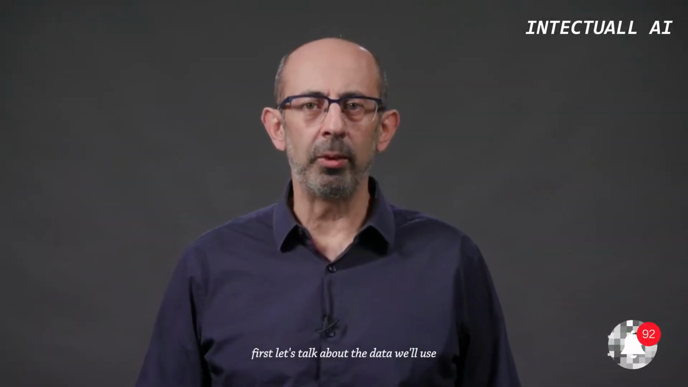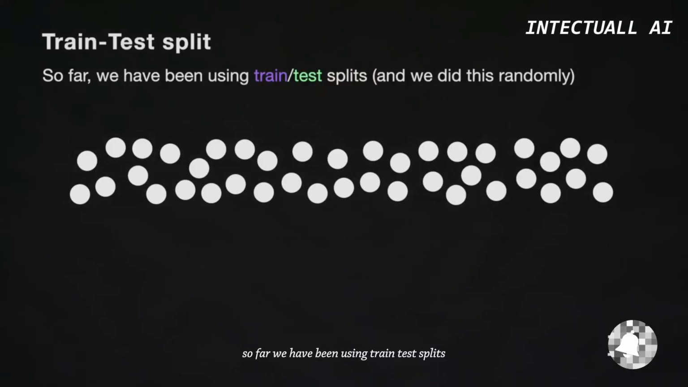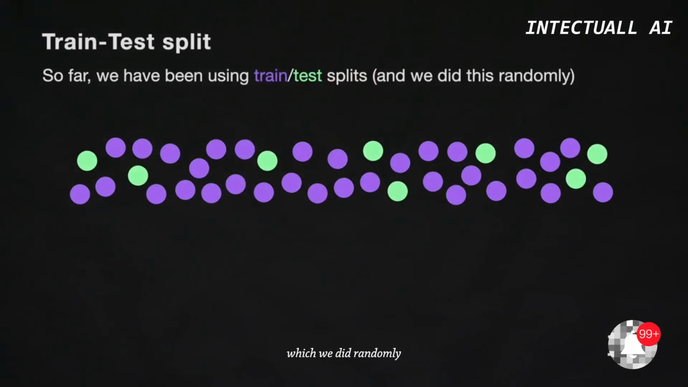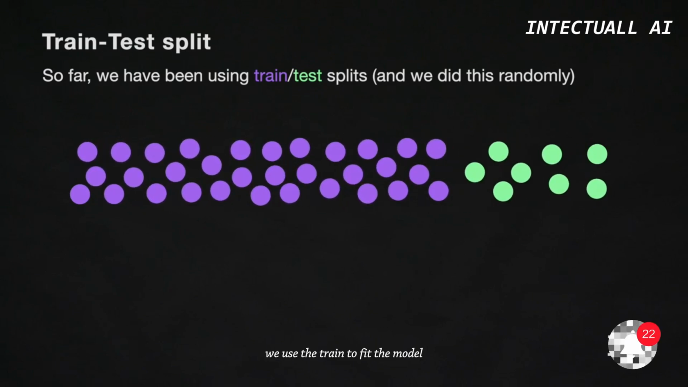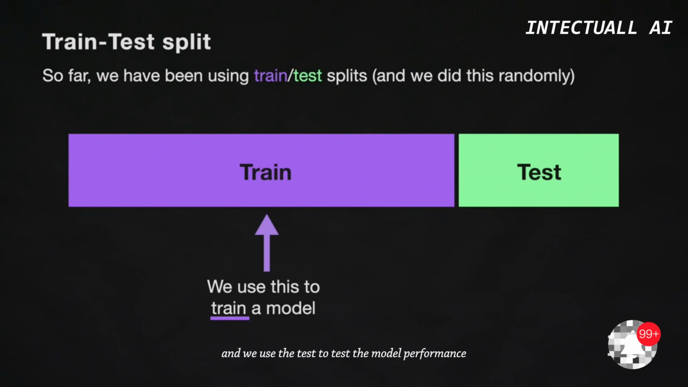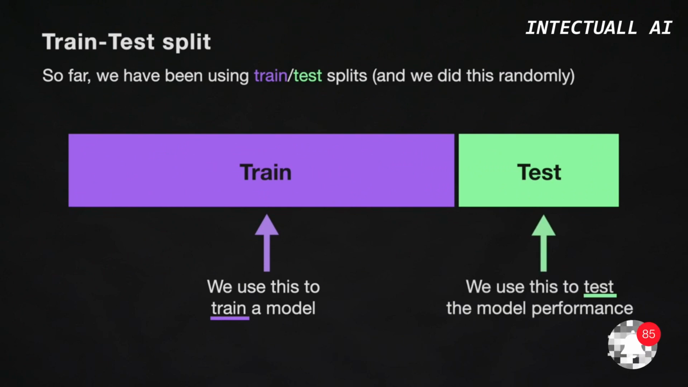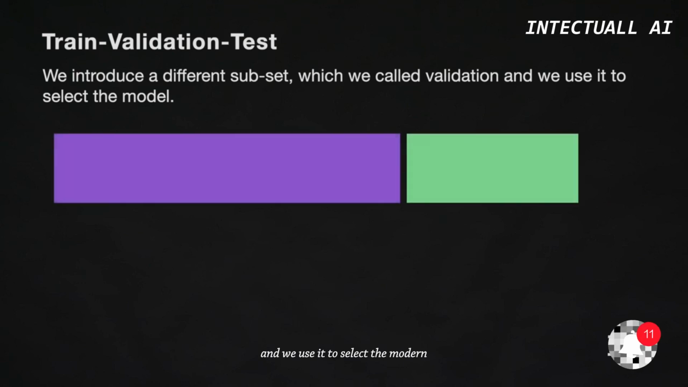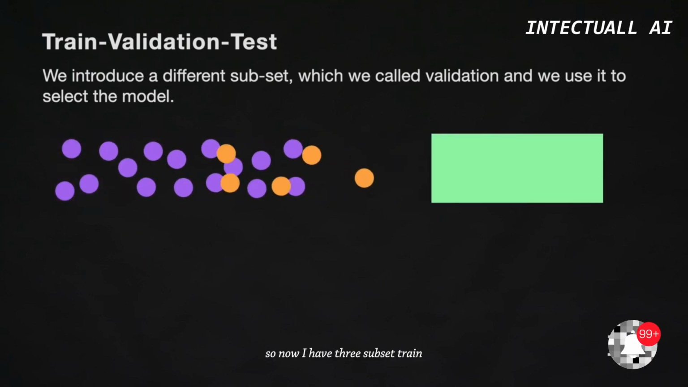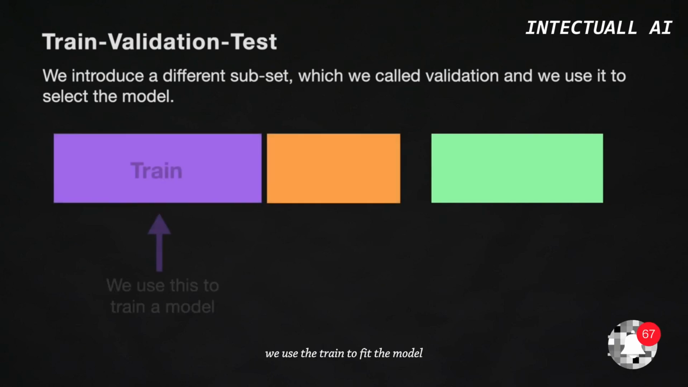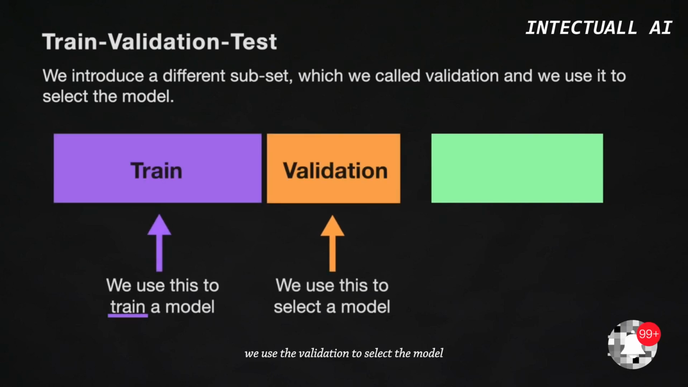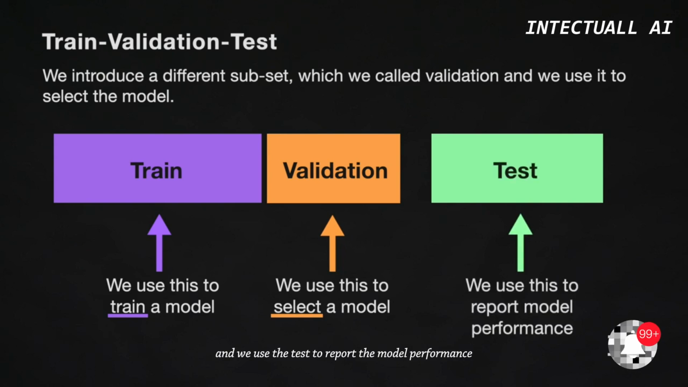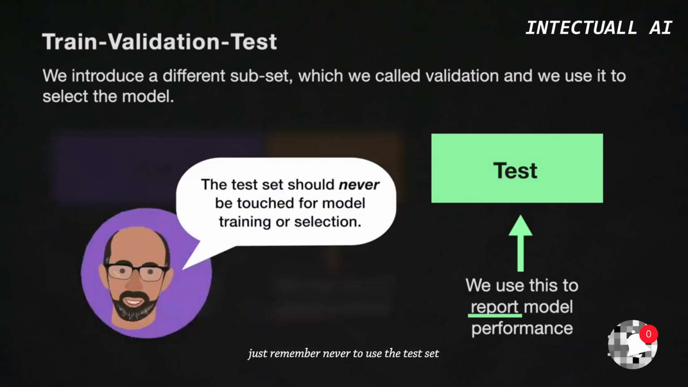First, let's talk about the data we'll use. So far, we have been using train-test splits, which we did randomly. We use the train to fit the model, and we use the test to test the model performance. To do model selection, we introduce a different subset, which we call validation, and we use it to select the model. So now I have 3 subsets: train, validation, and test. We use the train to fit the model, we use the validation to select the model, and we use the test to report the model performance. Just remember never to use the test set for training or model selection.